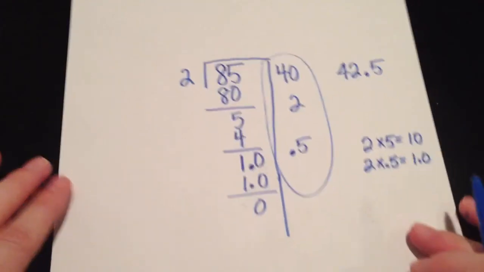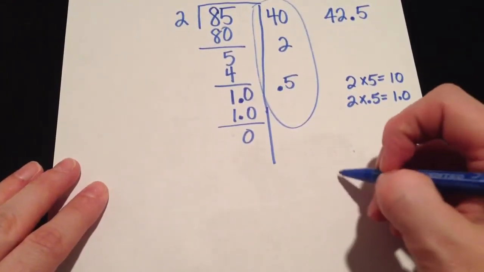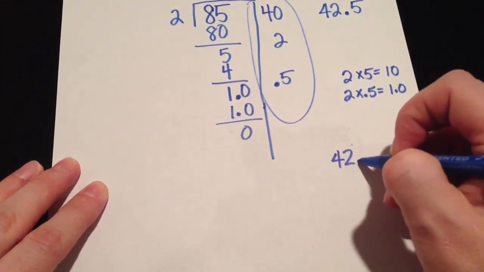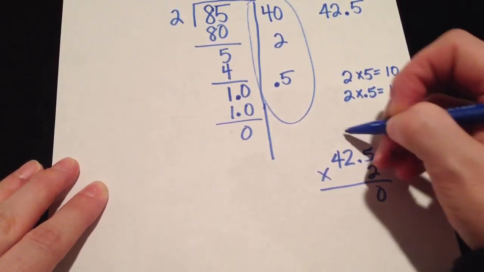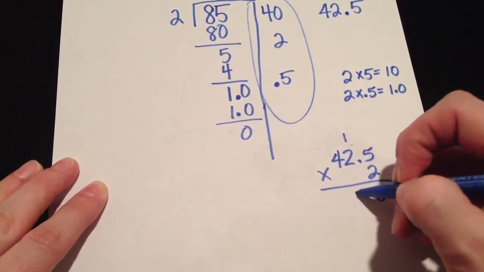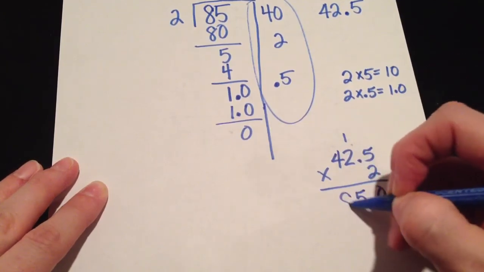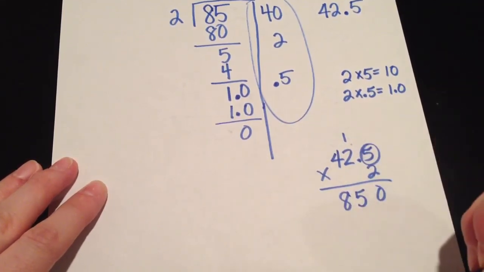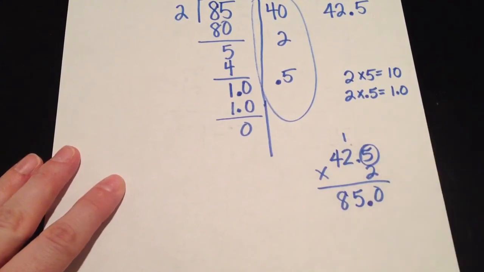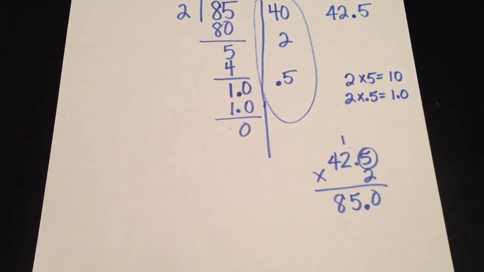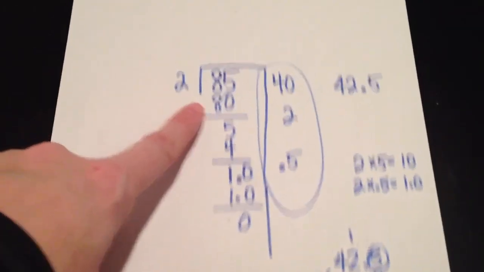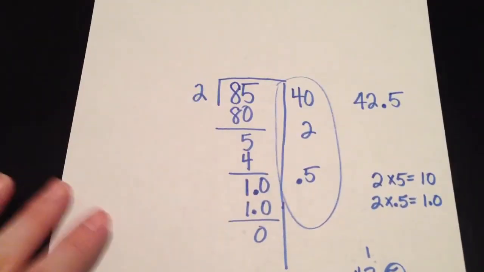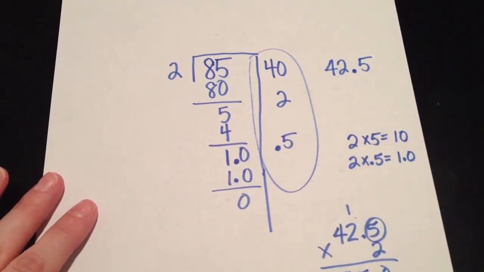Remember that we always want to check our work, so I'm going to go ahead and come down here and just quickly do 42 and 5 tenths times 2. 2 times 5 is 10. 2 times 2 is 4, plus 1 is 5. 2 times 4 is 8. And because I have one number to the right of the decimal in my problem, I need one number to the right of the decimal in my answer. And because our answer to this multiplication problem matches my dividend, then the answer of 42 and 5 tenths is correct.